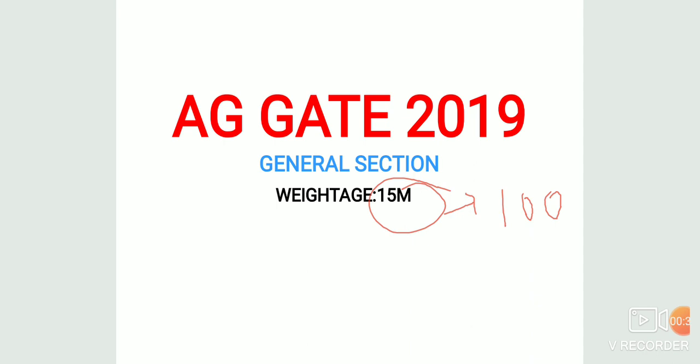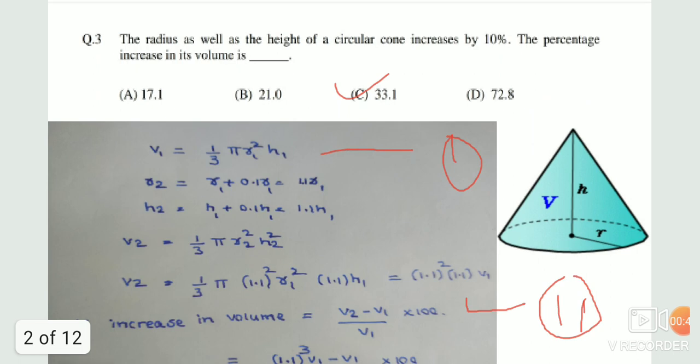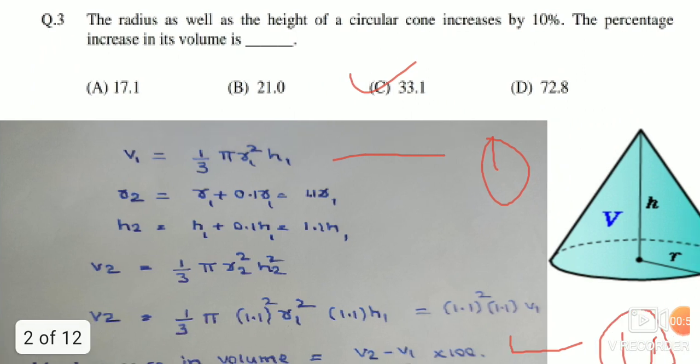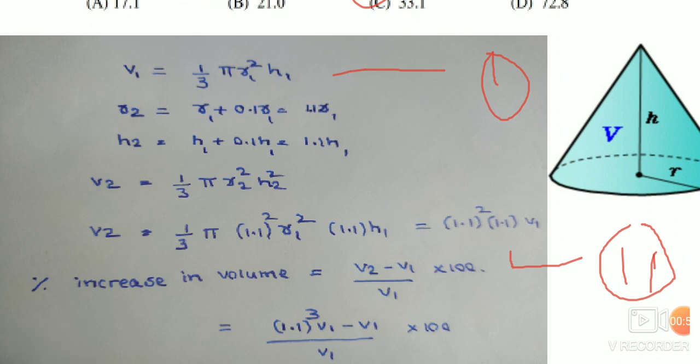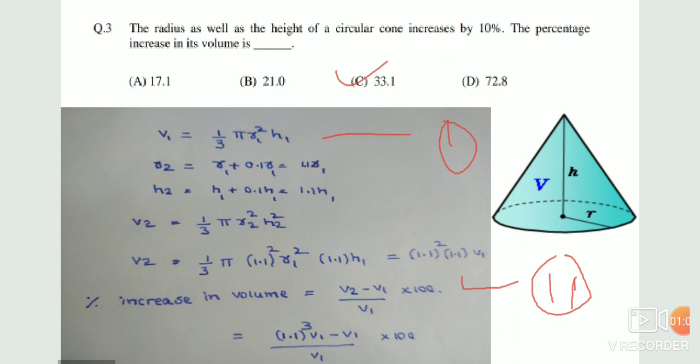From the 2019 paper, this is one problem. He asked about the cone and its volume. Actually here he asked that there is a cone which has radius r and height h. When the radius and height are increased by 10%, what is the increase in its volume? He is asking, when the radius and height are increased by 10%, what will be the increase in its volume?